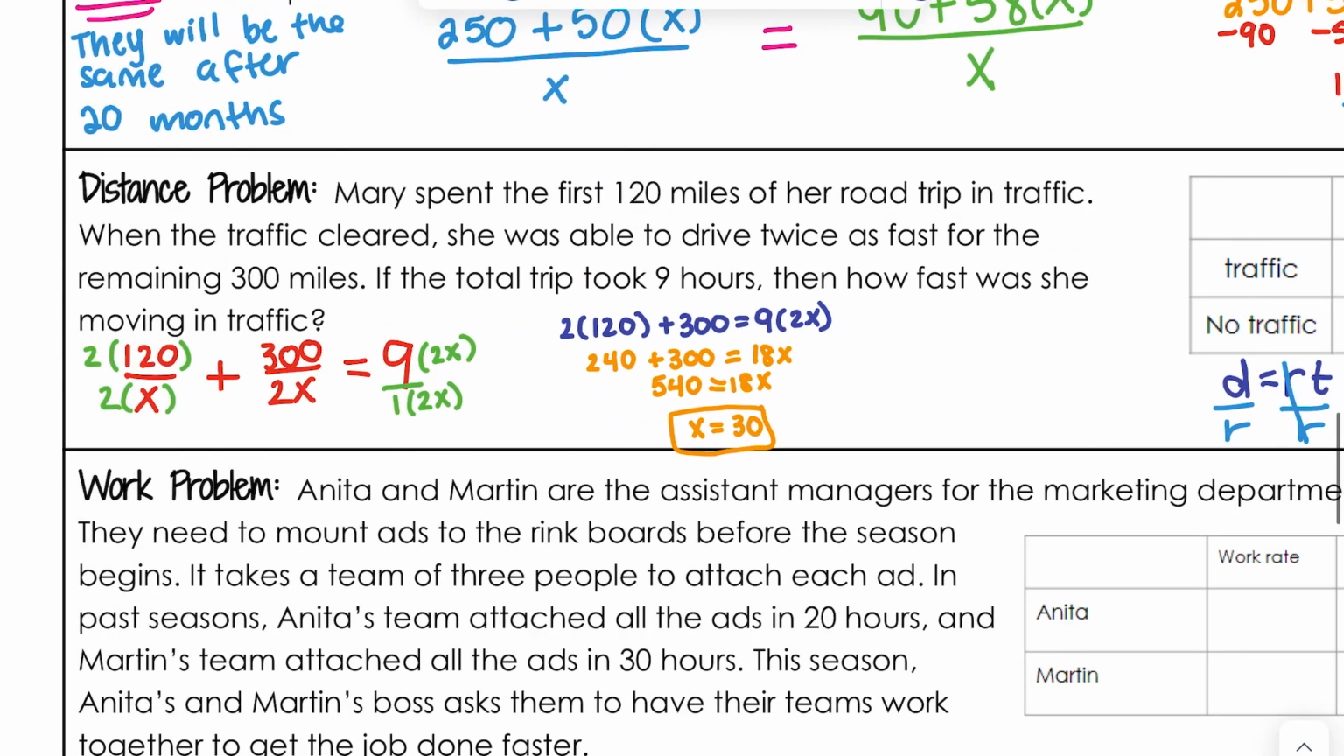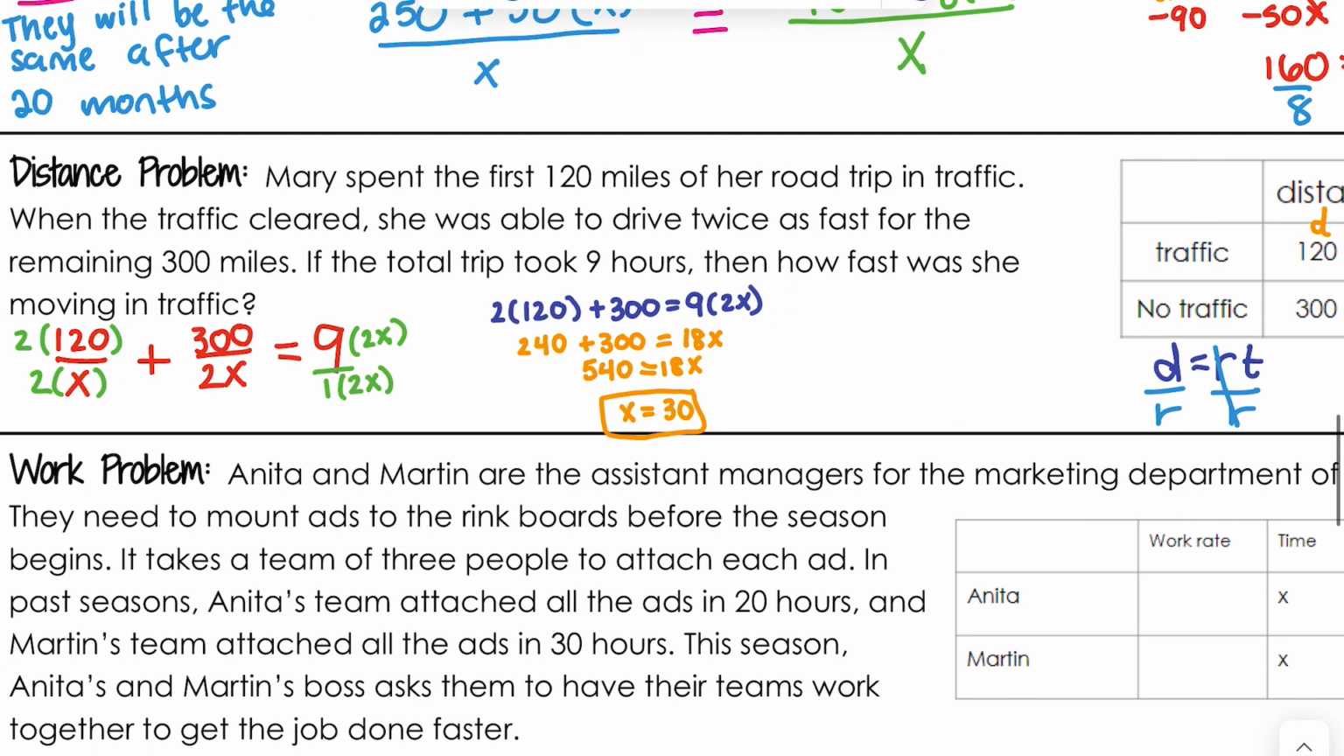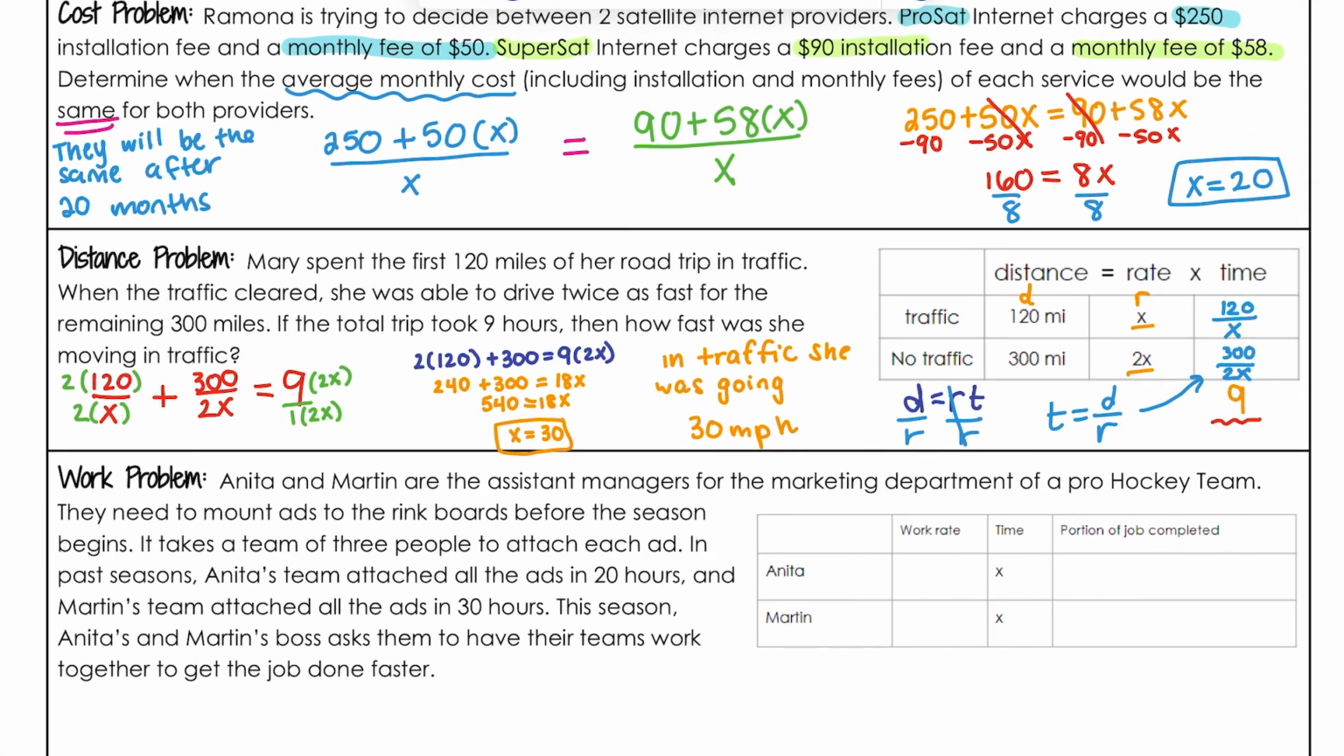So what does that mean? In traffic, she was going 30 miles per hour. And when she wasn't in traffic, she was going 60.